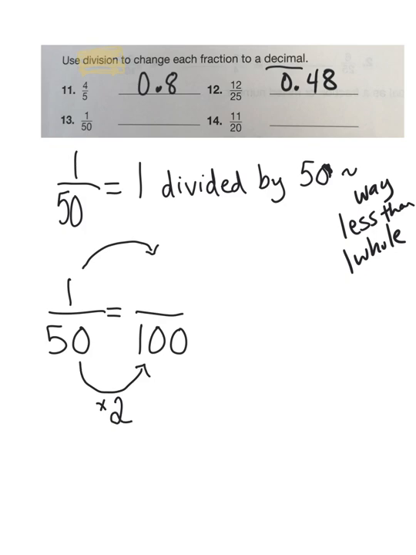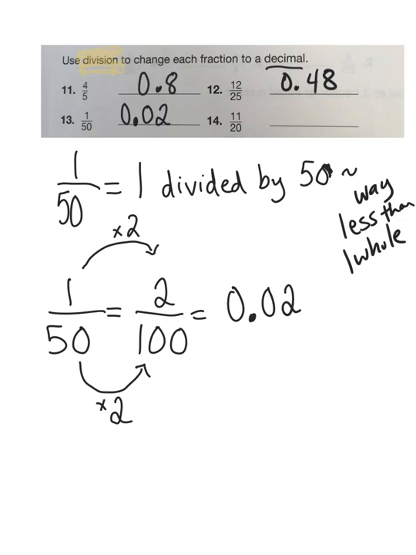And whatever I do to my denominator, or bottom number, I also need to do to my numerator, or top number. So 1 times 2, of course, is 2. So that means that 1 out of 50 equal pieces is equivalent to 2 out of 100 equal pieces. And that is how you would write that in decimal form. I have no tenths, and I have just 2 little hundredths. 2 hundredths.